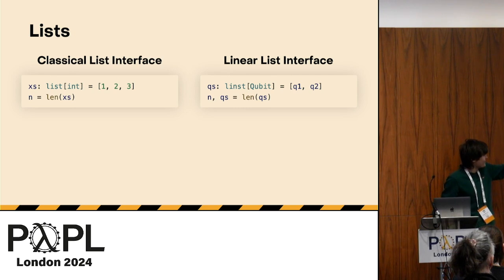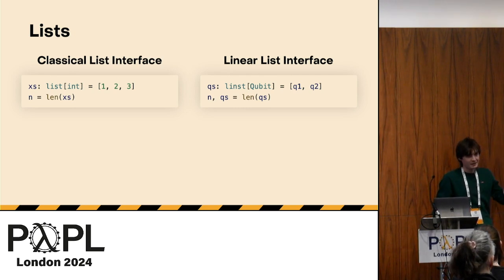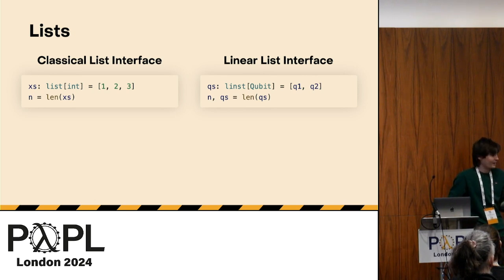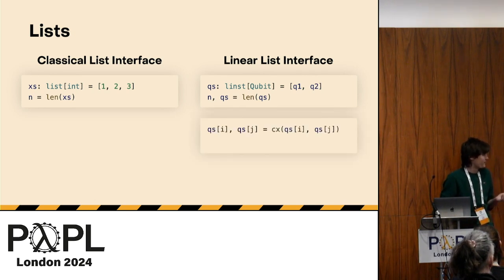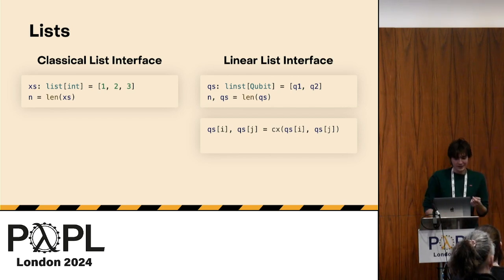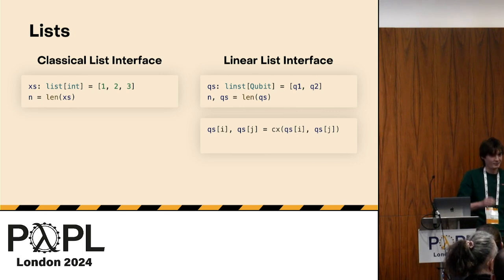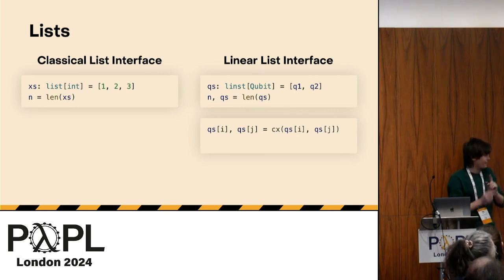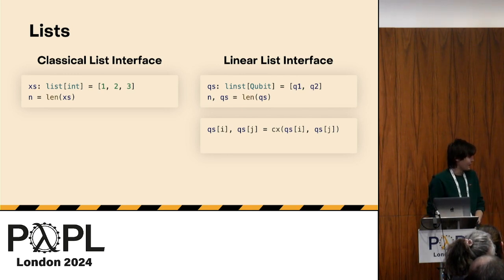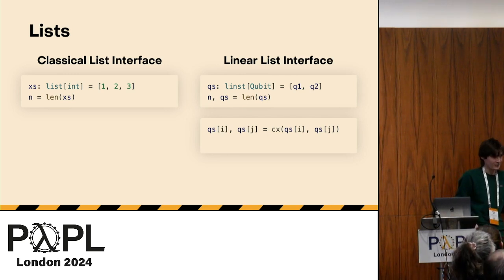But still, there are some interesting issues with this. Namely, if I were to take this and give it to a Python programmer, chances are they might come up with something like this. So what am I doing here? I have two indices, i and j, and I try to apply a CX gate on my qubit register Qs at this index. And I'm even writing it back. So this looks innocent enough, but it's actually a big no-go in terms of linearity.